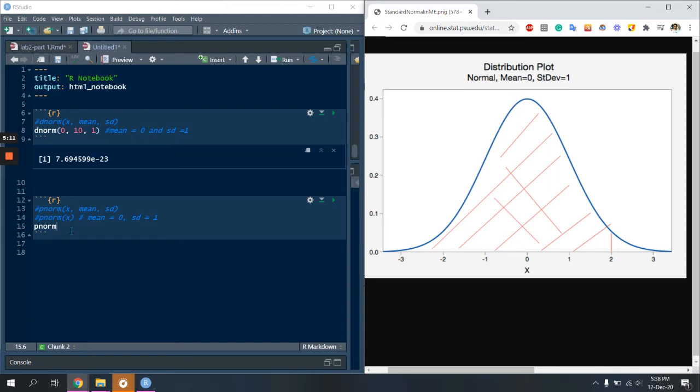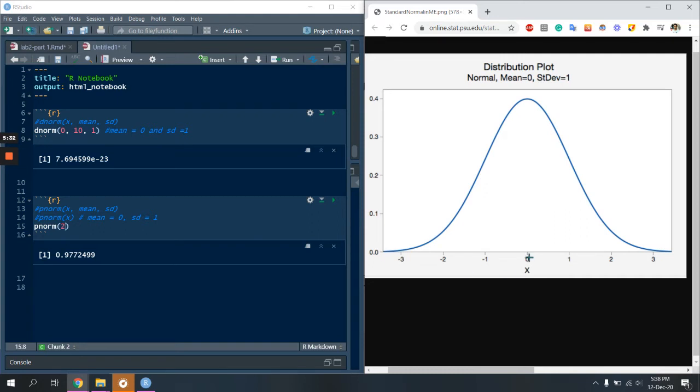So if I give pnorm of 2, let's see what happens. It shows us that 97% of the data is in this region up to this 2. So pnorm works in a cumulative fashion. It adds all the region up to this 2, and we see that 97% of the data lies here.